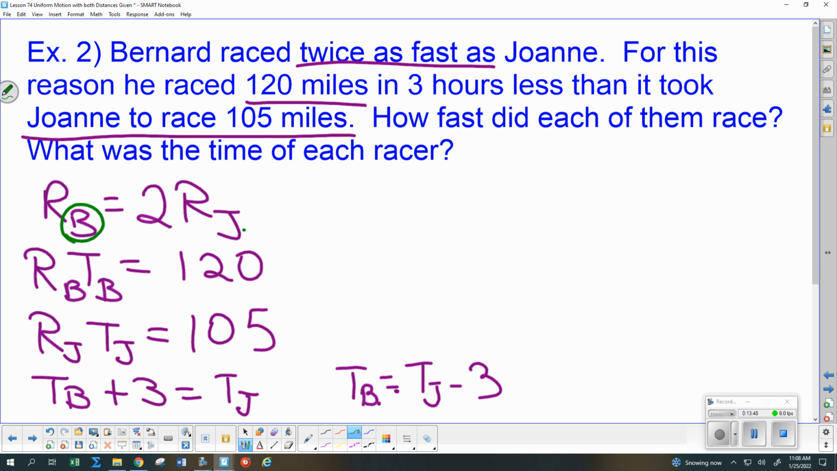Which way would you rather? I'll do it whichever way you think is better, but you guys have to tell me. Baylor, what do you think? Would you rather do it with the 2 or with the 1/2? 2? So thumbs up for 2.